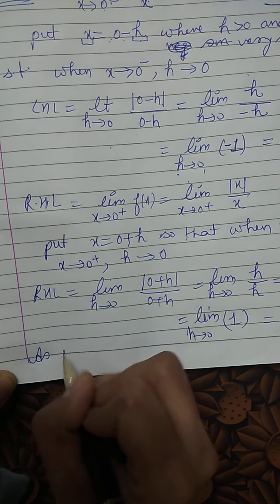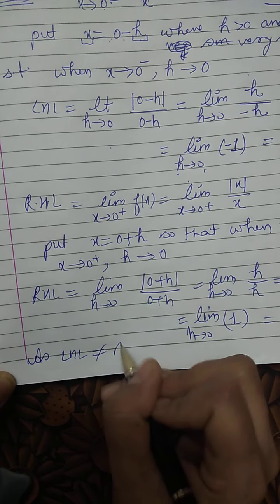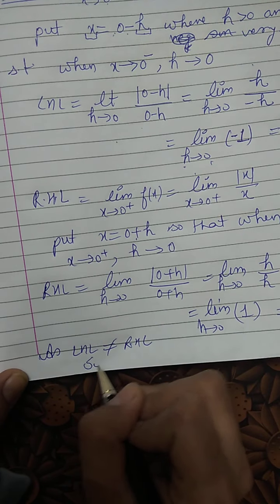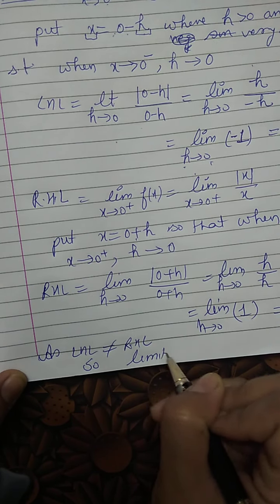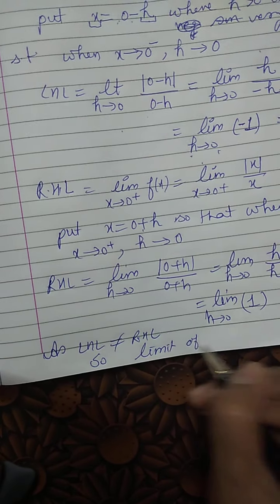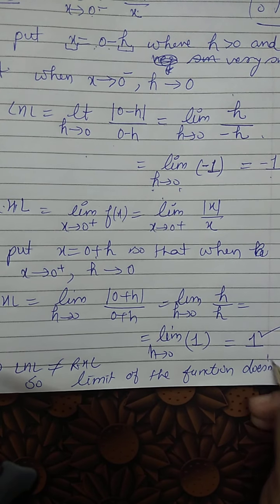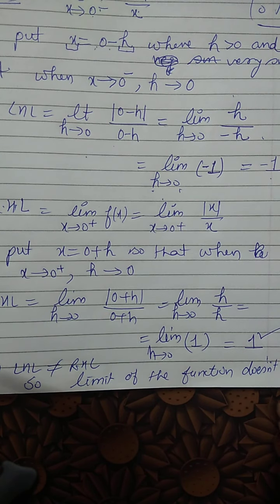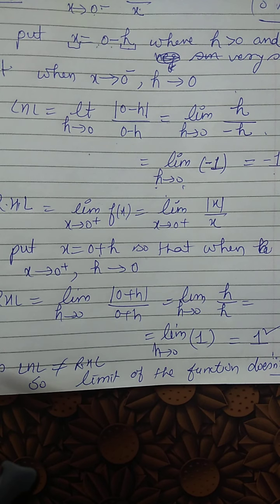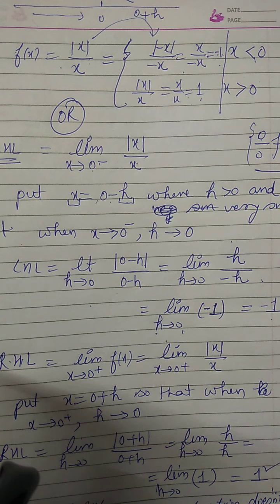We will write down that LHL is not equal to RHL, so the limit of the function does not exist. This is how we will conclude it, right? So this was sum number 25. It is the signum function.